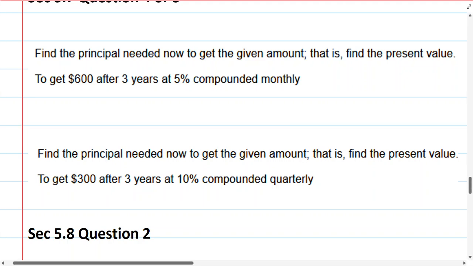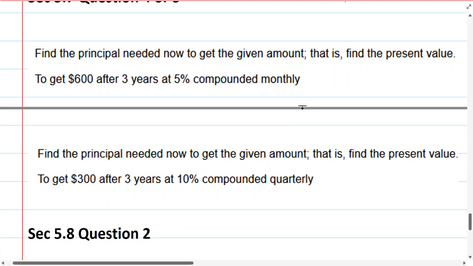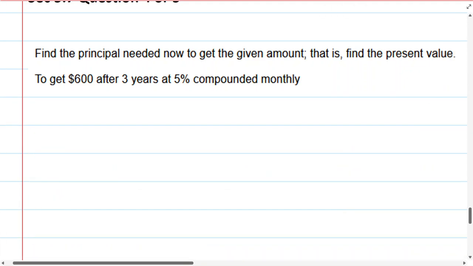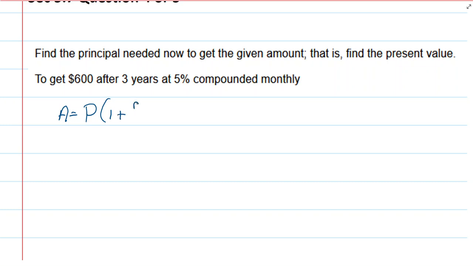So we'll work on this. Here we go. On this one, we have A equals P times (1 plus r divided by n) raised to the nt. And it's also on your information sheet, so it's not anything that you have to memorize. Okay, so in this case, what principal is needed now? So we're looking at P.